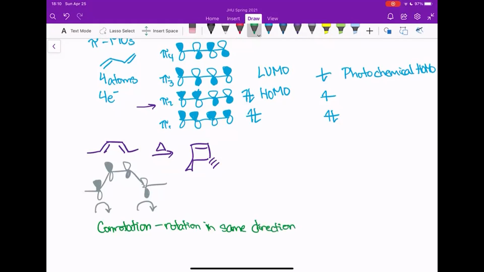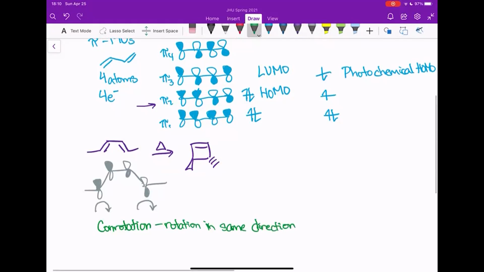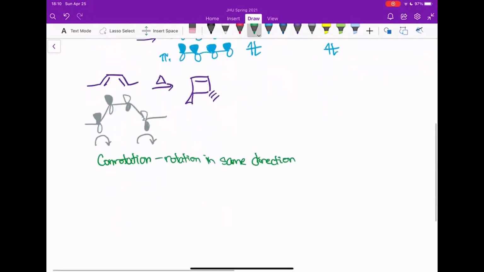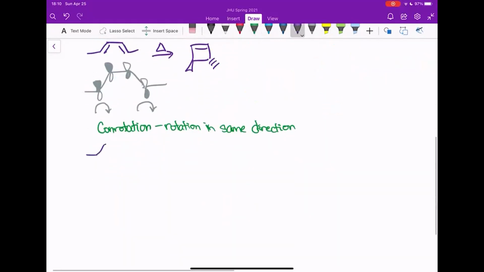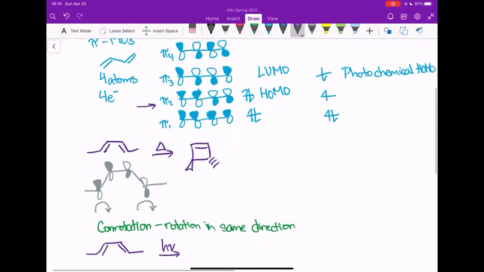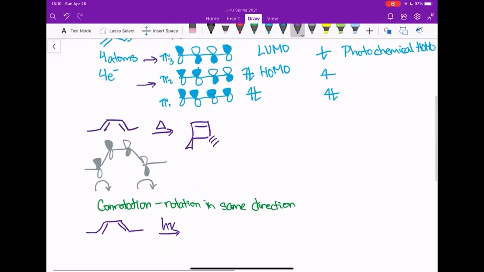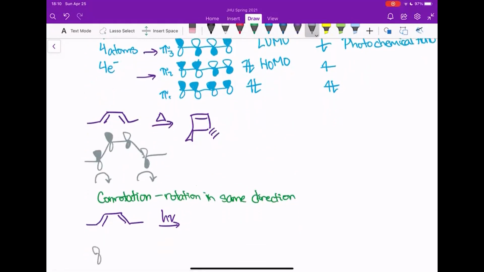Cool. Now let's try it under UV light just to see how it changes. Let's say we have the same starting material, but we're now applying UV light. That means that up here, we're going to be using our photochemical HOMO, so we'll be applying a pi 3 MO diagram. Following the symmetry of that, we'll fill in our orbitals like this.